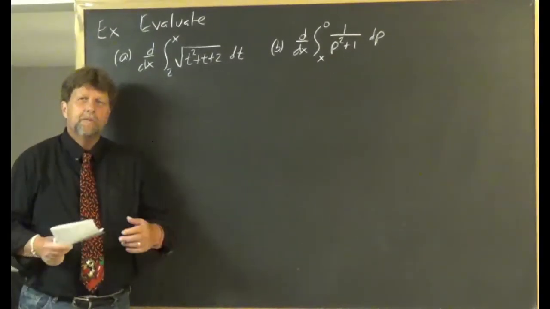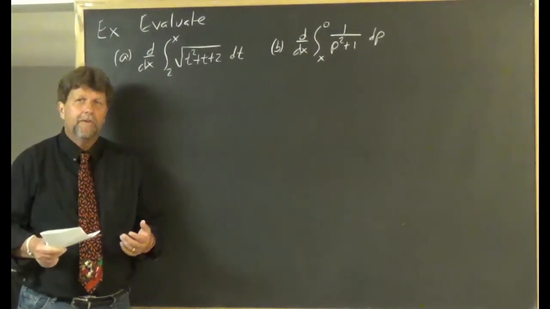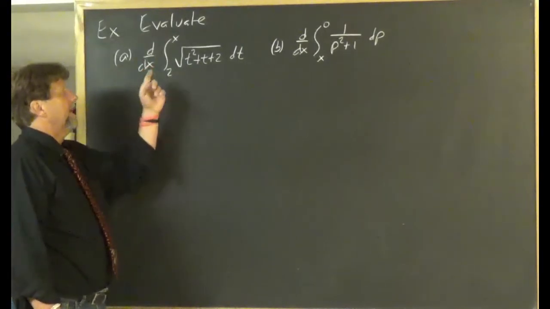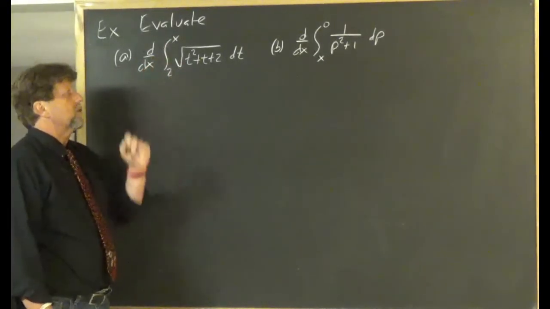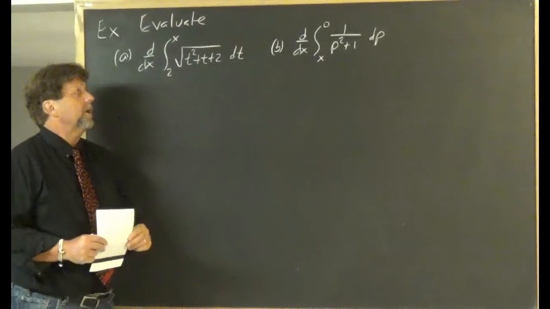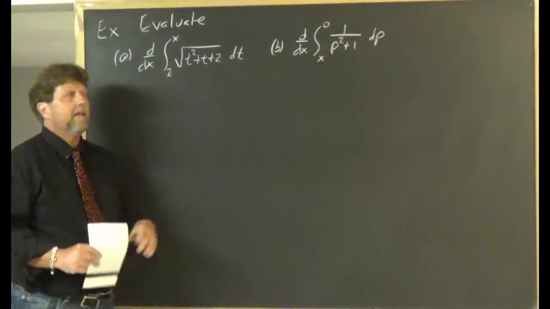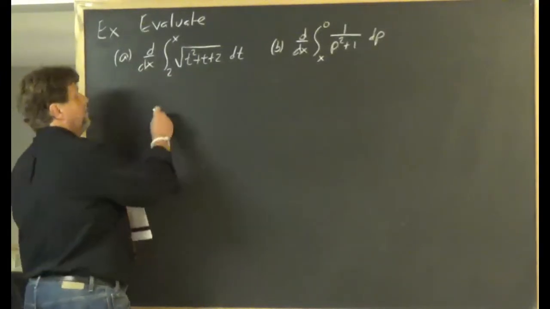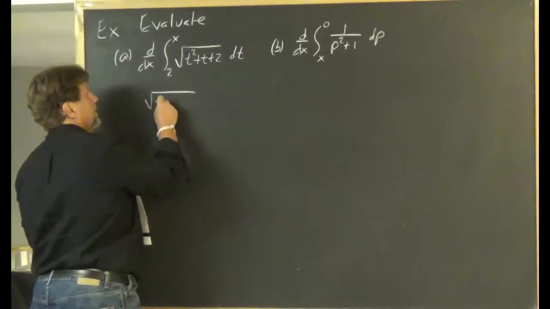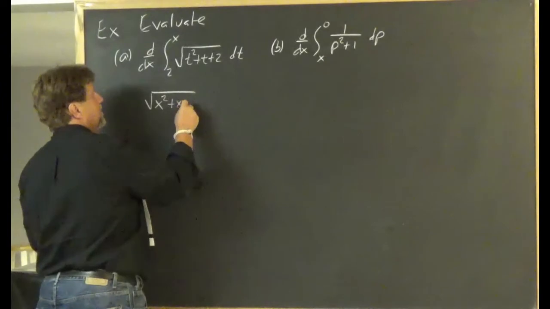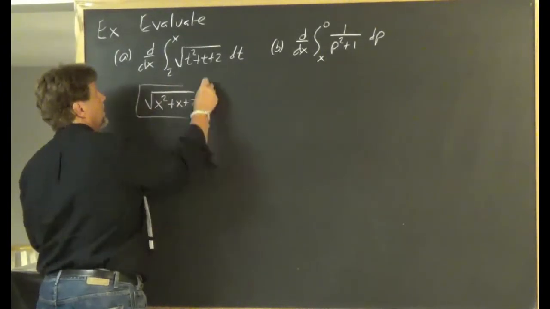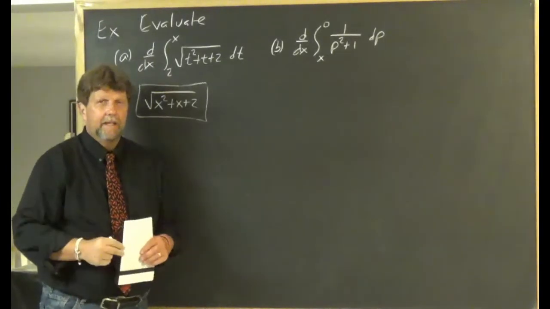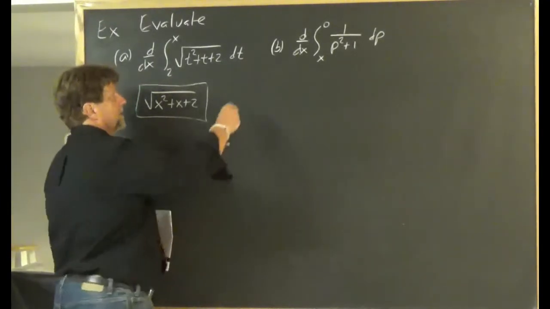All right, this example is meant to practice the second fundamental theorem of calculus. So part A, you're asked to differentiate with respect to x the integral from 2 to x of the square root of t squared plus t plus 2 dt. It doesn't matter what that number is. One step, we're done here. It's the square root of x squared plus x plus 2. One step, done. Bet you'd like to see a lot of these on your next test.